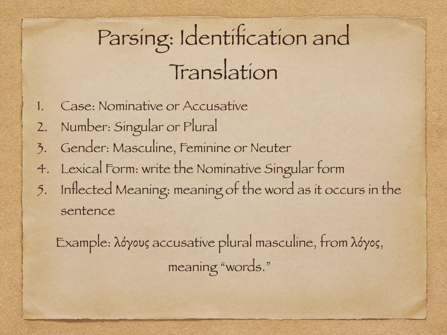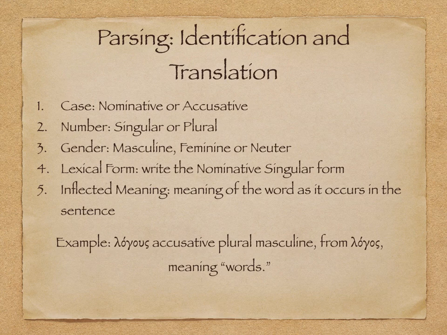So when we work with nouns, we need to identify 5 ideas of that noun. First, its case. Right now we're working with nominative and accusative, the subject and direct object cases. We need to know if it is singular or plural. We need to know its gender. And we need to know its lexical form. That is the nominative singular form.